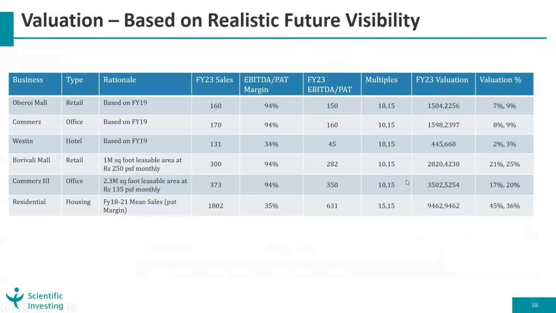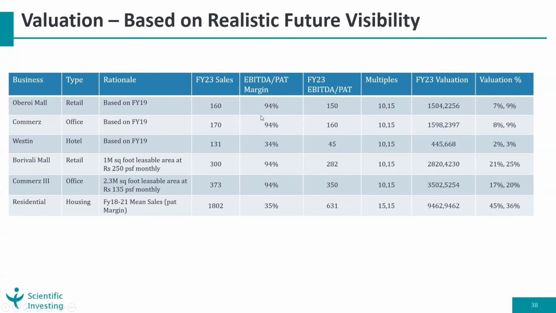But if we have to really evaluate the business, what I have done is, I have taken all these businesses, the mall business, commercial business, and whatever business we have visibility on, like whatever is coming in the next 2 years, like the Borivali mall or the Commerce 3. I have not yet taken the Worli commercial business. Also, I have taken only FY23 sales as FY20 sales, which was the pre-COVID sales, assuming nothing will happen in the next 3 years, no growth, nothing. So there is a lot of conservatism built here.